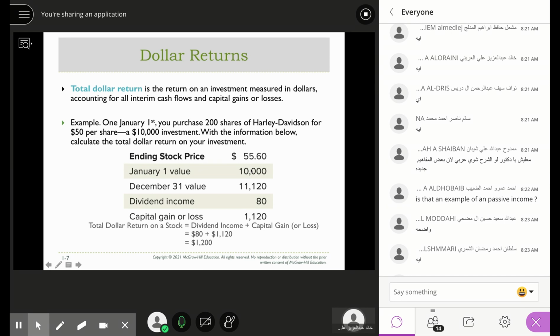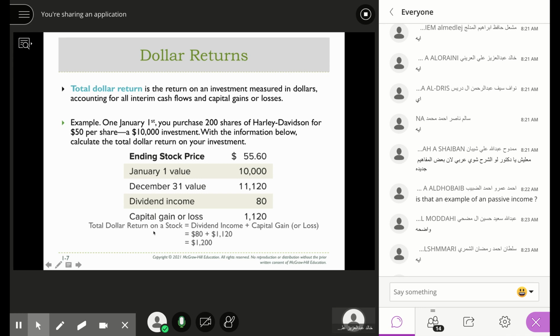The dividends are 80. I gave you the example of renting out a property and how it is similar to the concept of dividends, which is the interim cash flows, what you receive during the period. The capital gain is the difference between 11,120 and 10,000, which is 1,120.